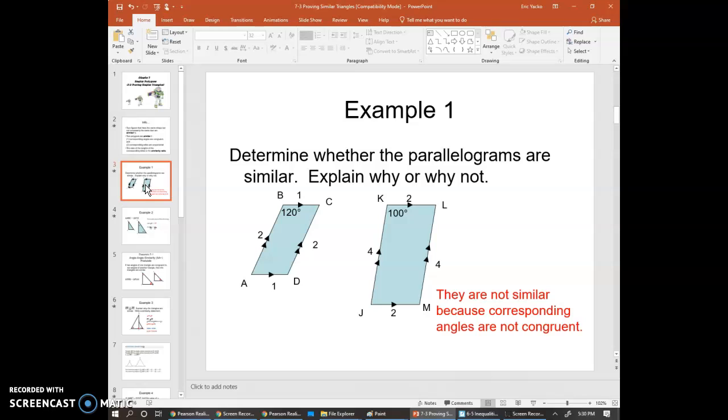So for example 1, are these parallelograms similar? Well, you might think they are, except for the fact that the corresponding angles here are not equal. You have 120 degrees and 100 degrees. They are not similar for that reason.